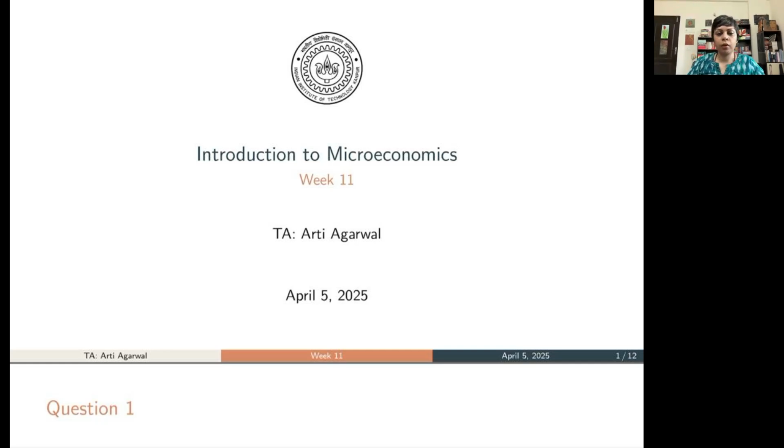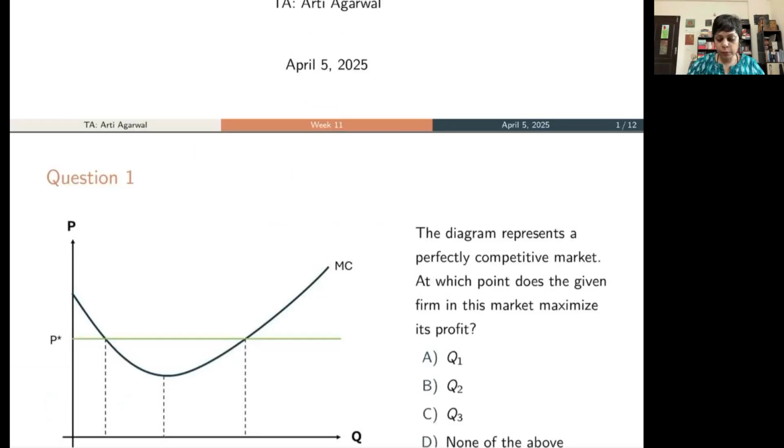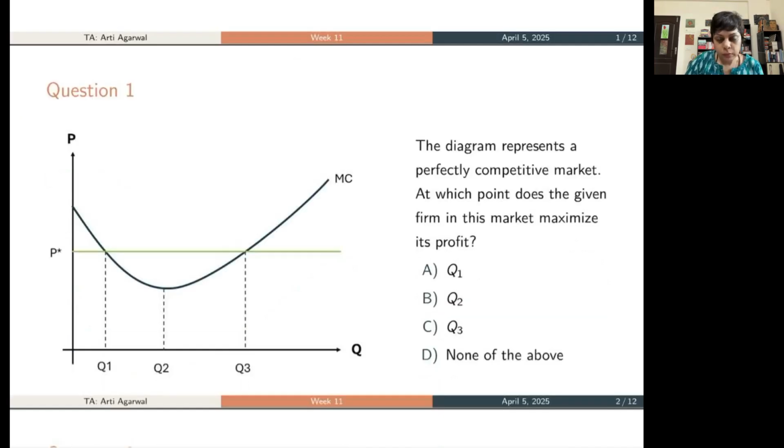Okay, so today we're going to discuss profit maximization, and the first question is a very simple diagram. The diagram shows the relation between the marginal cost curve, the market price, and quantity. So in a perfectly competitive market, firms tend to be price takers, right? So we are assuming price to be exogenous. That's what it means, that the price is not determined by the firms, but the firms are price takers.